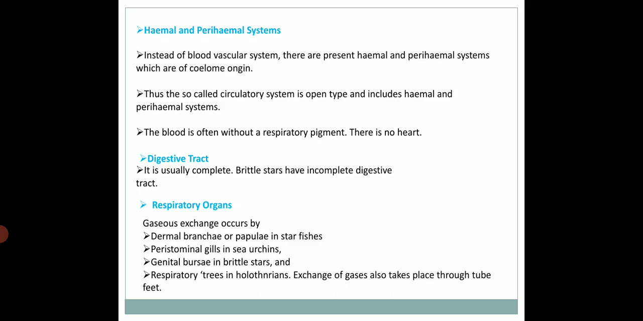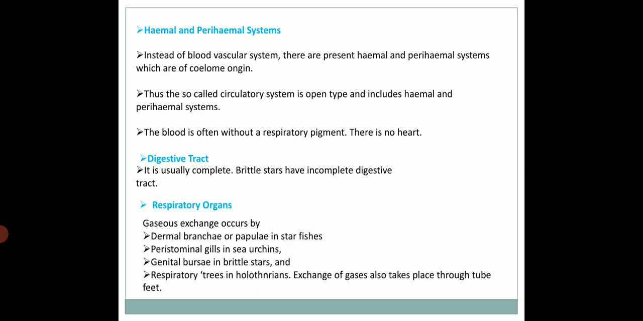Whereas the perihemal system is a tubular channel, a pathway for transport of substances. It will transport the food and also the sex cells from the gonads. So that is carried out by the perihemal system of the echinoderms. Here the blood is often without a respiratory pigment, and there is an absence of a heart.